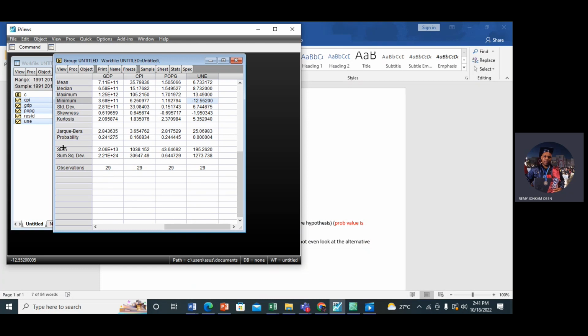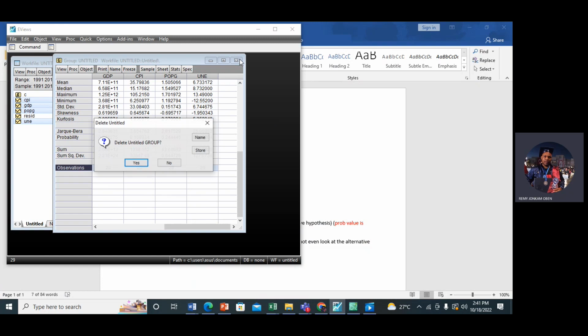Then here we have the sum. The sum is just like if you add up all the values, the data, that's what you get. We have the sum squared deviation. We have observations, like the number of data. We have 29 observations. Okay, so that is it for descriptive statistics. I will delete it now.